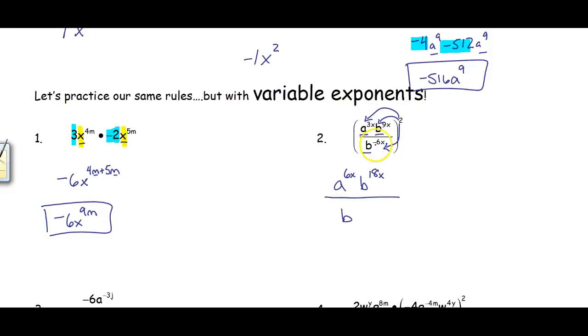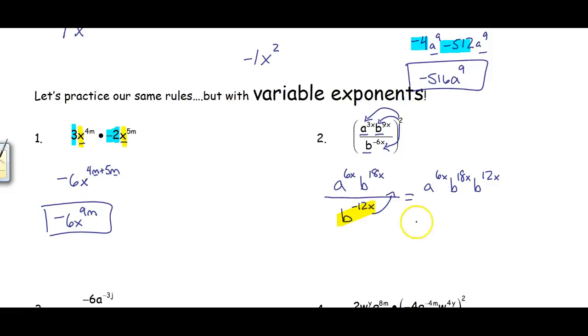Over b, negative 6x multiplied by 2 is negative 12x. Okay, now nothing is changing here. You still want to make sure you get rid of your negative exponents by moving them a level if needed. So here you get a to the 6x, b to the 18x, and then b to the positive 12x. Remember, moving it changes it to a positive.